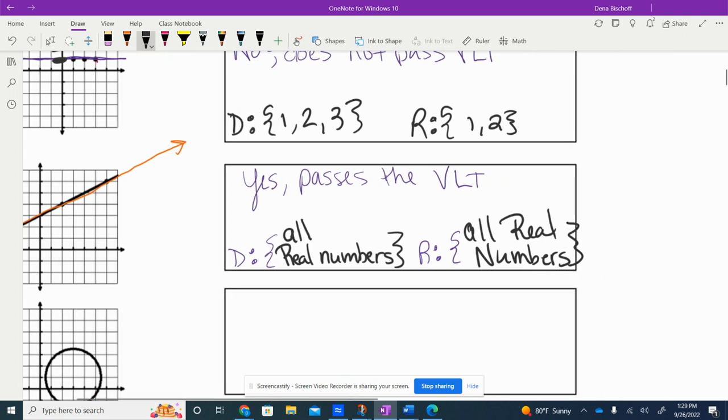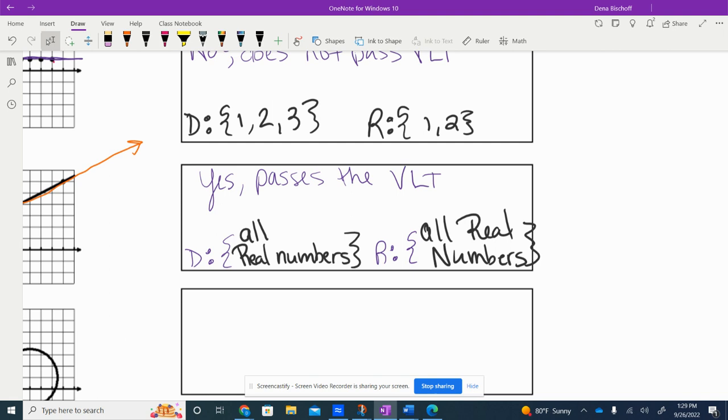Okay, I'm going to show you something over here. When we see something that looks like this, in parentheses, this means negative infinity and positive infinity. This is the same thing as saying all real numbers. These are the same.